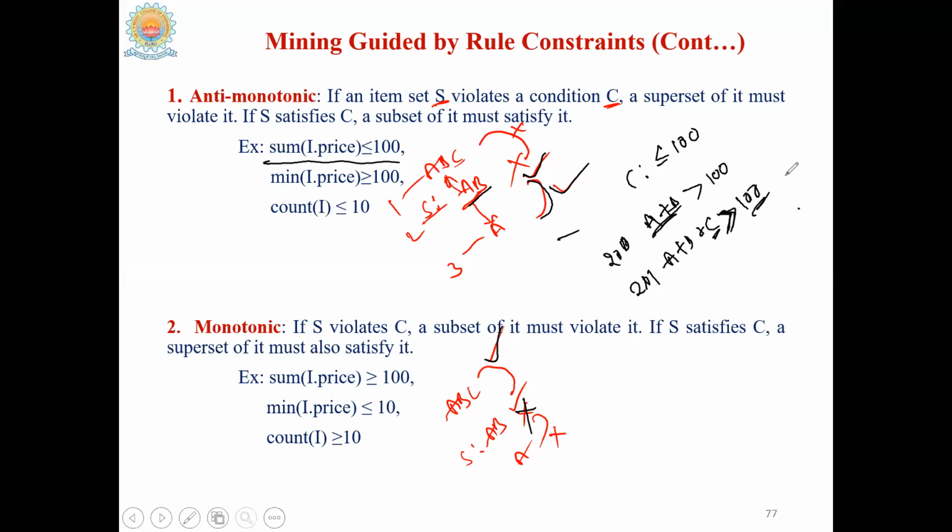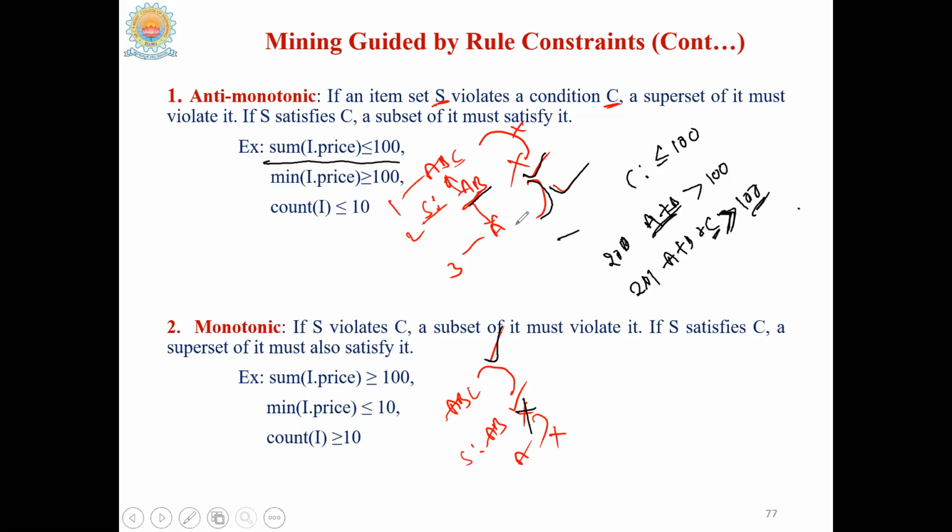So from this example, we can say, again I'm repeating that, if at all the item set does not satisfy the condition, its superset also does not satisfy the condition. So if any constraint satisfies this rule, then we can say that constraint belongs to the anti-monotonic. So again, we need to check the second one also.